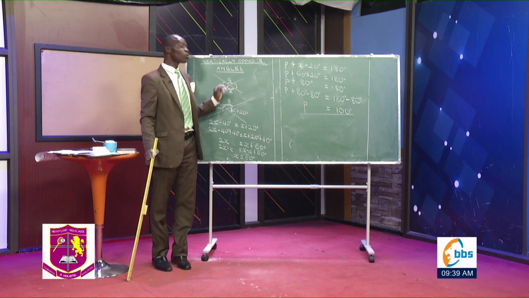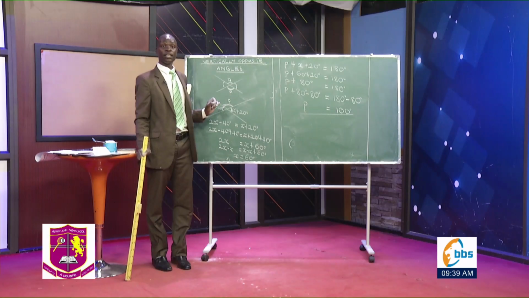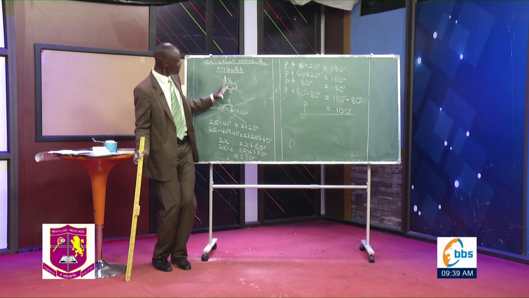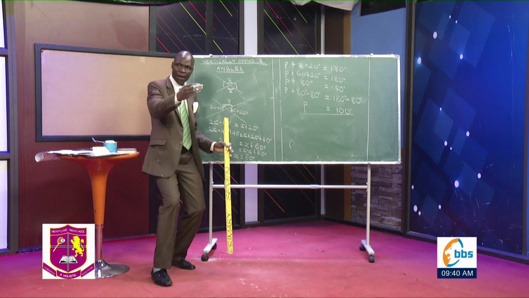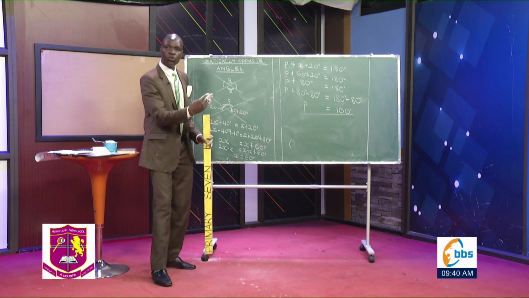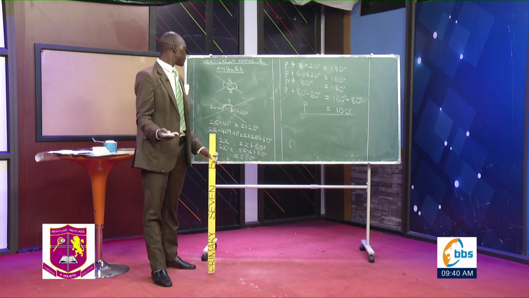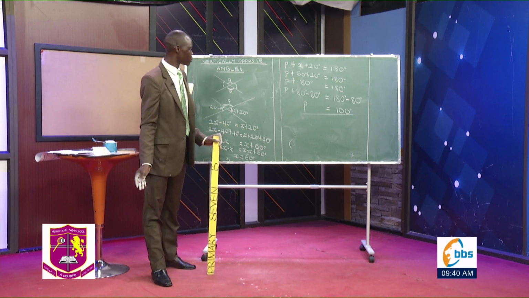So these are what we call vertically opposite angles. Since these ones are leading us to something we want, let's look at other types of angles.